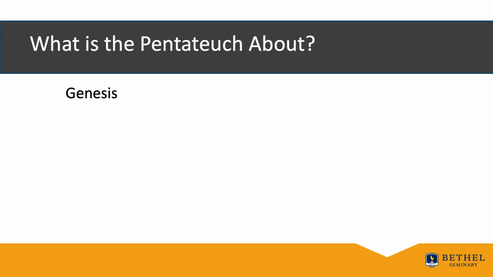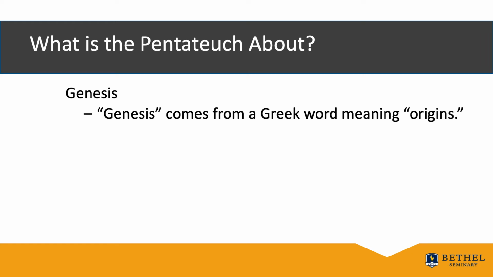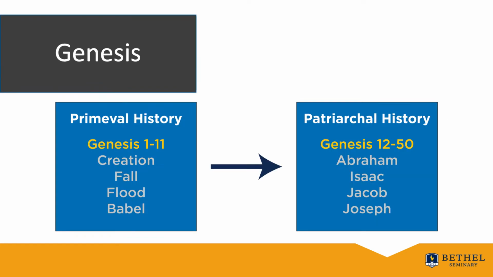Then, what is the Pentateuch about? The Pentateuch opens with the book of beginnings. Genesis comes from a Greek word meaning origins. As the table indicates, Genesis divides into 2 sections. The first one, chapters 1 to 11, focuses on primeval history. And the second section, chapters 12 to 50, focuses on patriarchal history.